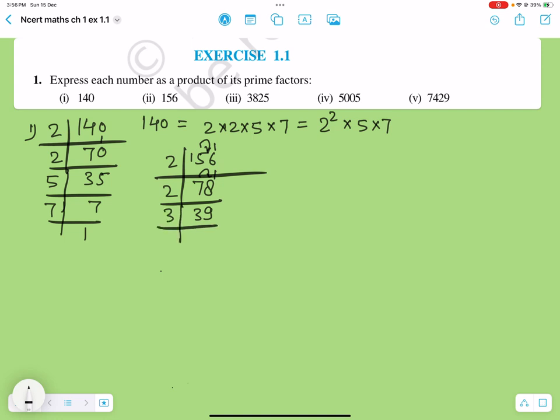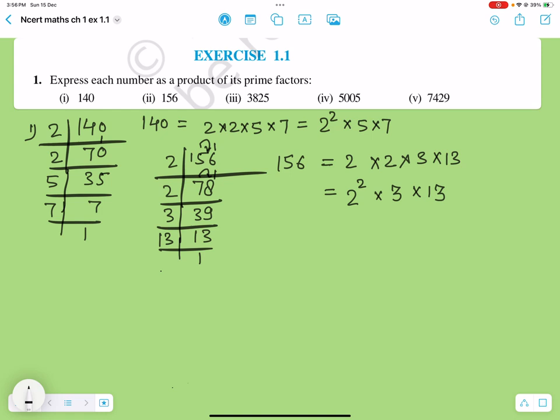Let's try 3. 3 1s are 3, 3 3s are 13, and then 13 is a prime number, so it will be completely divisible by 13. So 156 would become 2 multiply 2 multiply 3 multiply 13, or we can write it down as 2 raised to power 2 multiply 3 multiply 13.